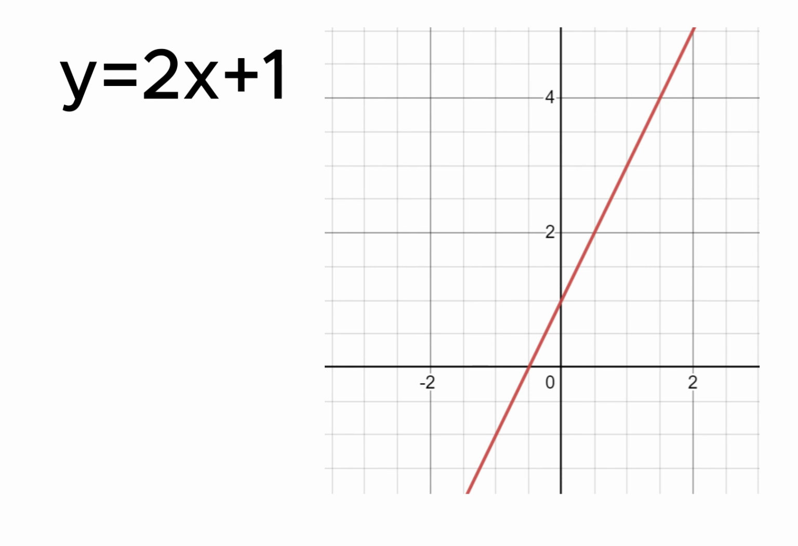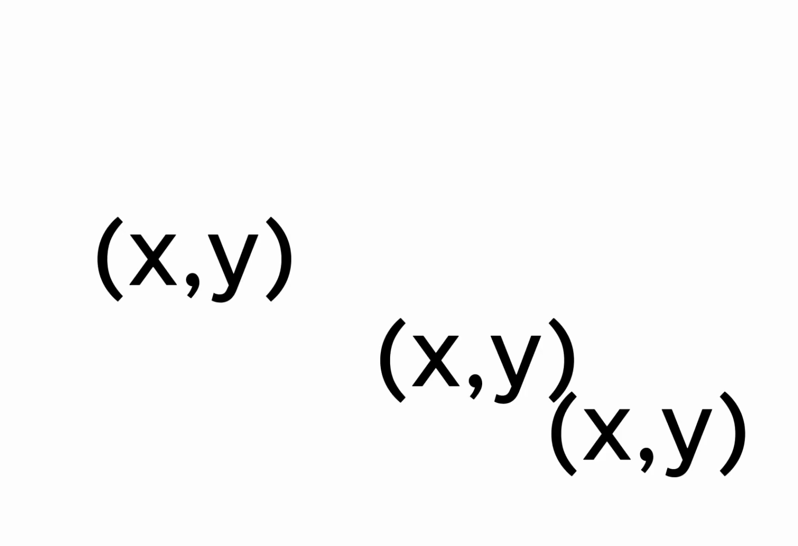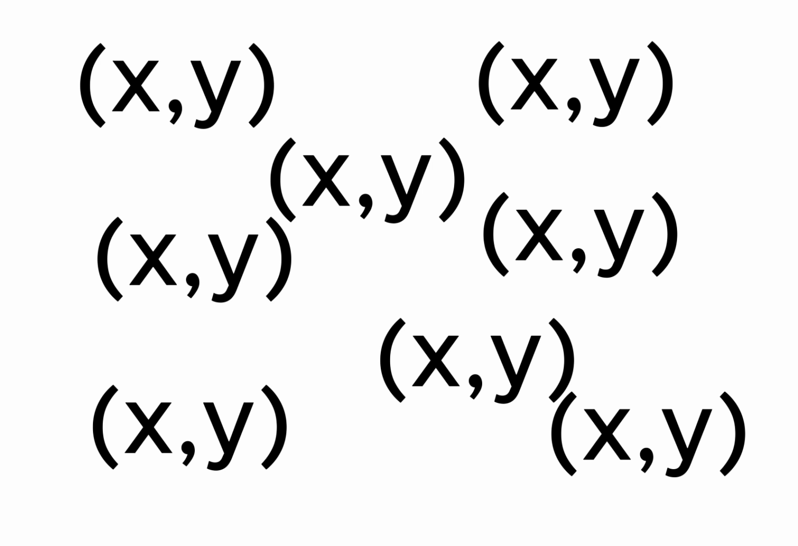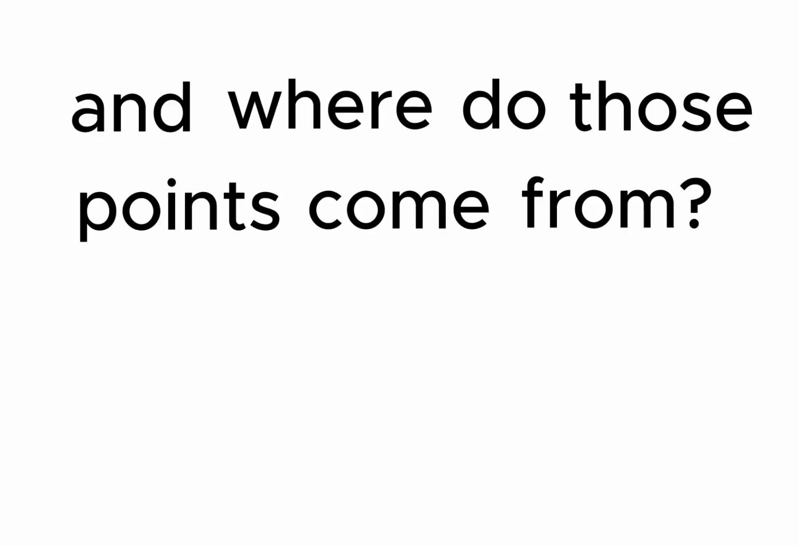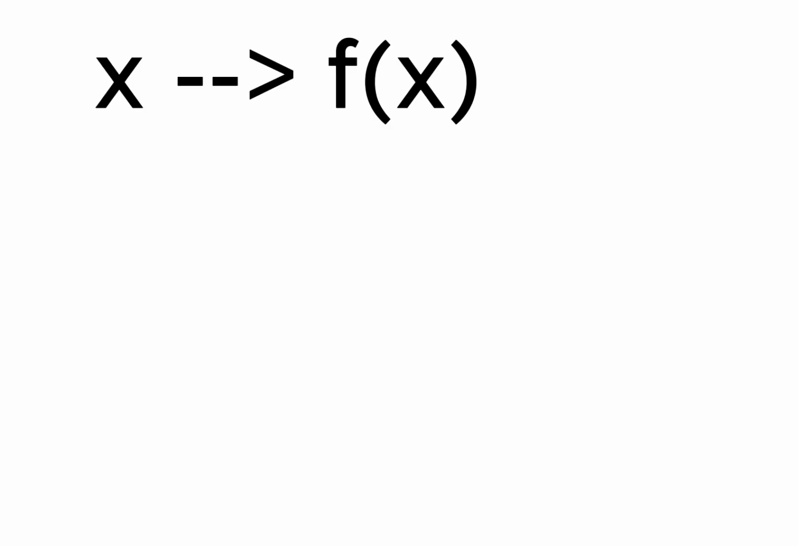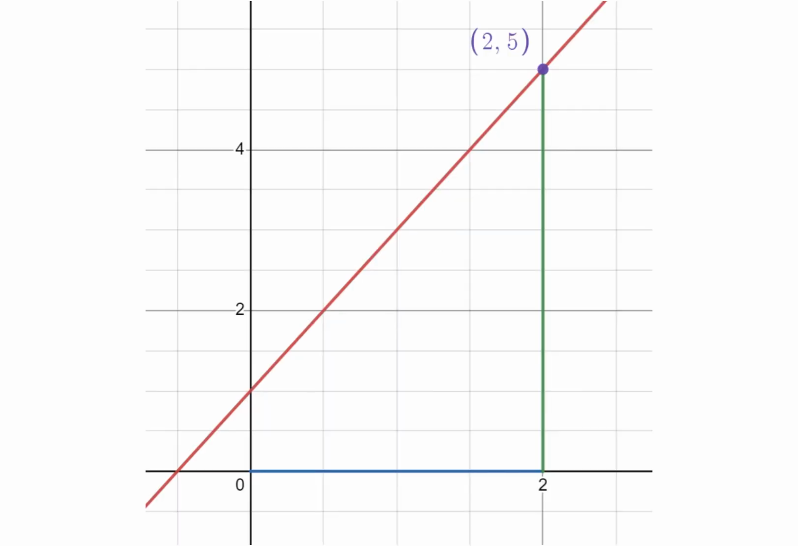I want you to think about how this function works. And what I mean is, how does the function kind of graph itself? One concept you might think of is that this line is constructed of an infinite number of points. And where do those points come from? They come from the function, obviously. It's the function that takes in an input and gives an output, which is the point on the line.